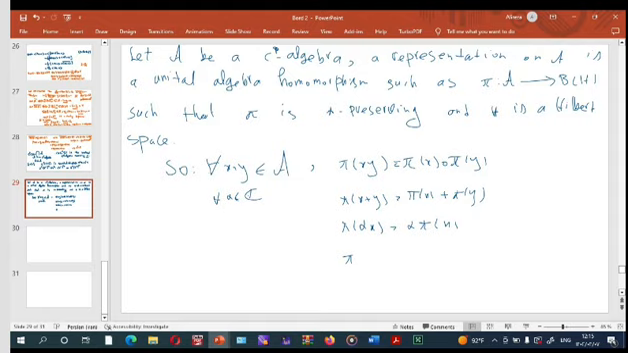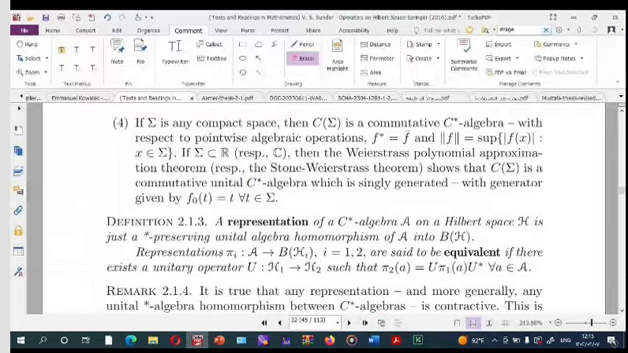It preserves star: P of X star must be equal to P of X star. Then we say that this is a representation. Representations Pi from A to B of Hi, i equal to 1 and 2, are said to be equivalent if there exists a unitary operator U from H1 to H2 such that we have these equalities.